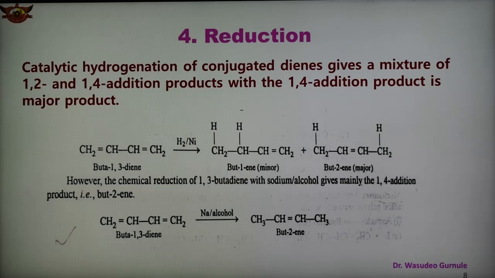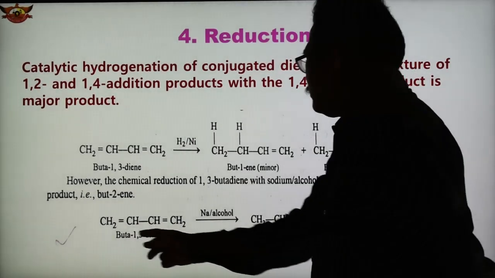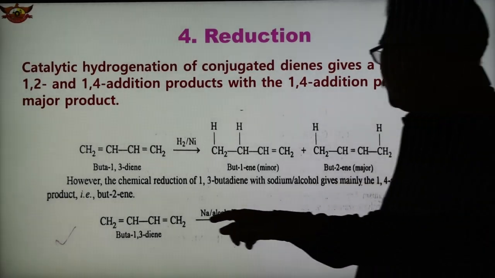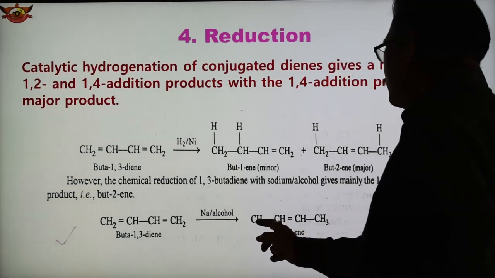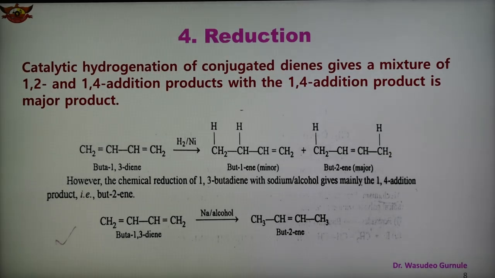However, chemical reduction of 1,3-butadiene with sodium alcohol reagent gives mainly the 1,4 addition product, forming 2-butene. In this case, this is 1,3-butadiene in the presence of sodium alcohol, and we obtain hydrogen added here, one here and the second here, and this becomes a double bond. So CH2 becomes CH3, here again CH2 becomes CH3, and the double bond is here. So we mainly obtain the 1,4 addition product, 2-butene, where the double bond position is at carbon 2.